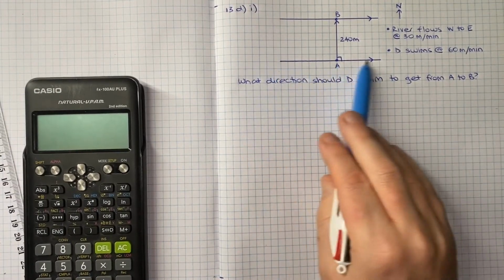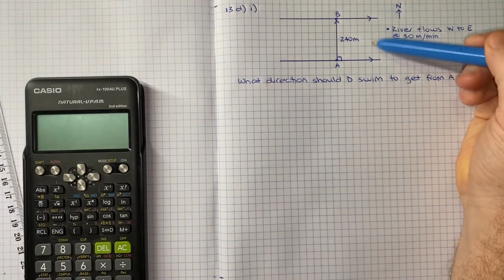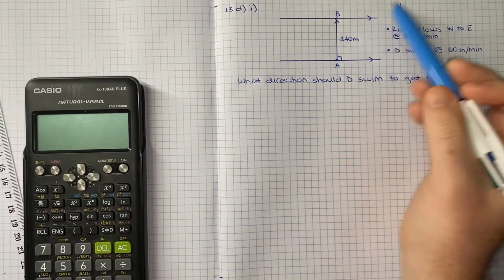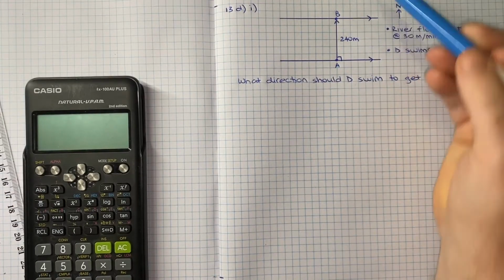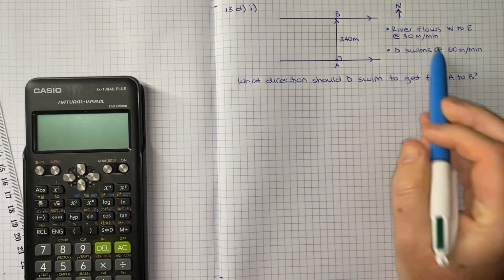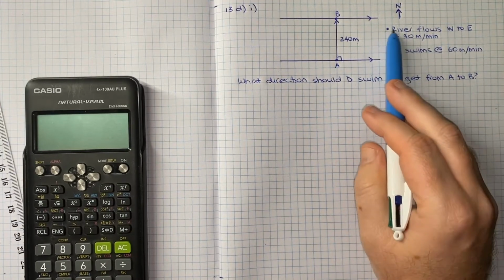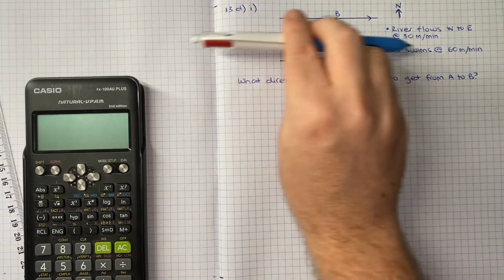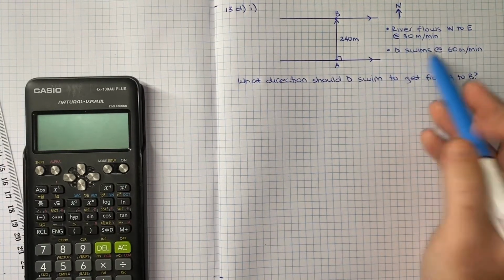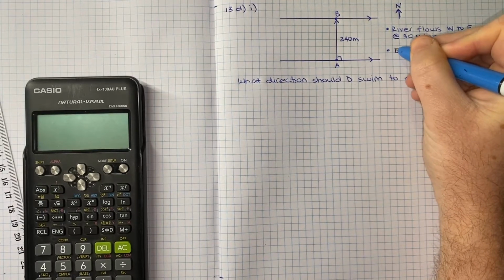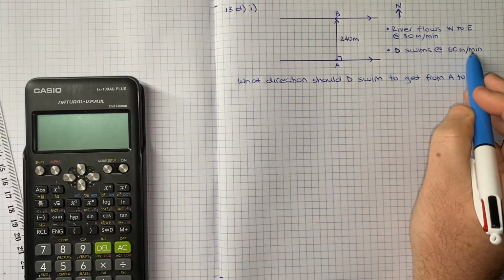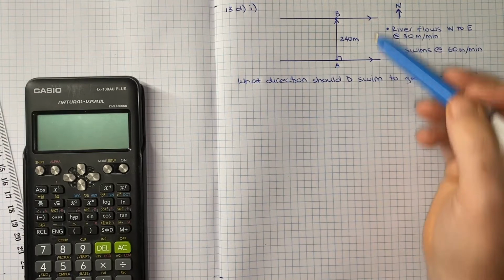So here's my diagram that I've recreated. We've got our parallel banks of the river, and we've got this vector AB, which is perpendicular to those riverbanks, and it spans a distance of 240 meters. We've got north as pointing up, and the two key pieces of information are that the river is flowing from west to east, so in this direction, at a speed of 30 meters per minute. And we're told that Danny, who I'm just going to call D for the purposes of my working out, can swim at 60 meters per minute. So our question is, in what direction should D swim to get from A to B?